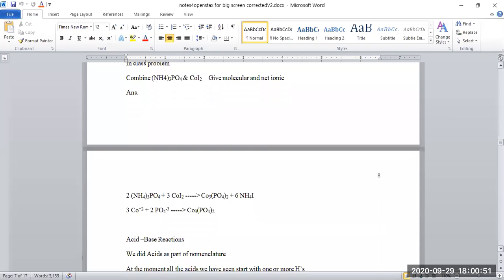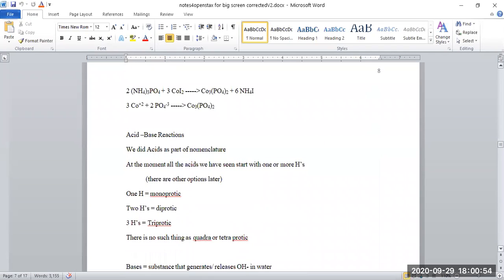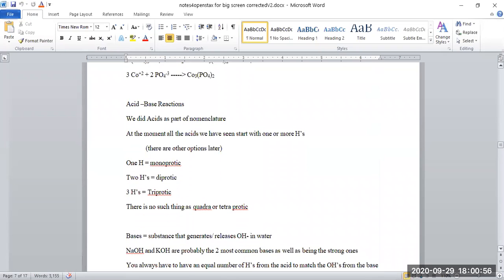All right, we're going to switch gears a little bit. Talk about acid-base reactions. So we did acids when we were doing nomenclature. One of the things we said is, okay, if it starts with an H and it's not a water molecule, we then can make some certain assumptions. All of the ones this semester, if you see H's at the beginning, we are going to assume that they are acids. Now here's a couple more buzzwords.